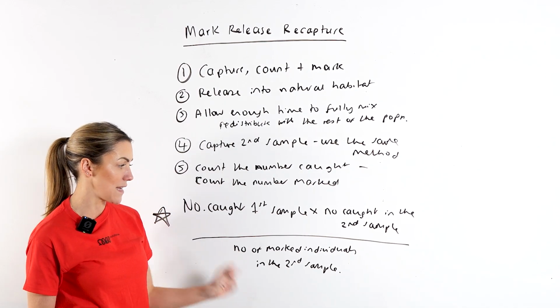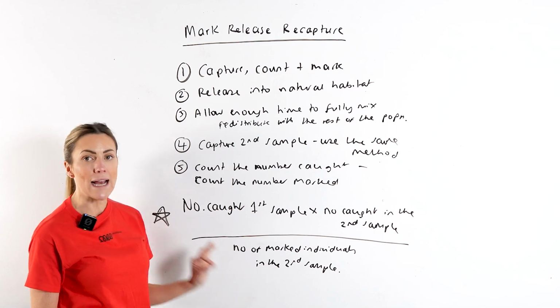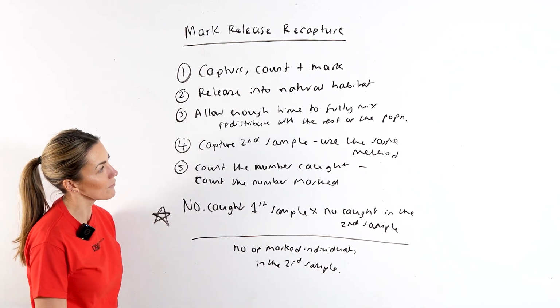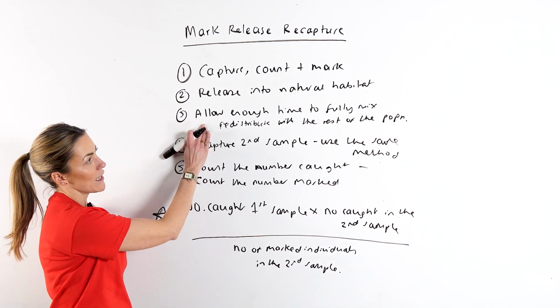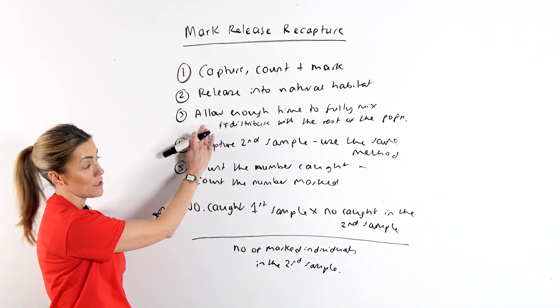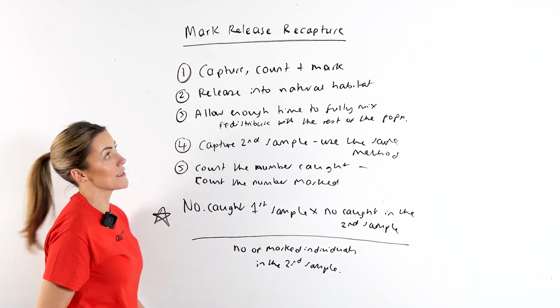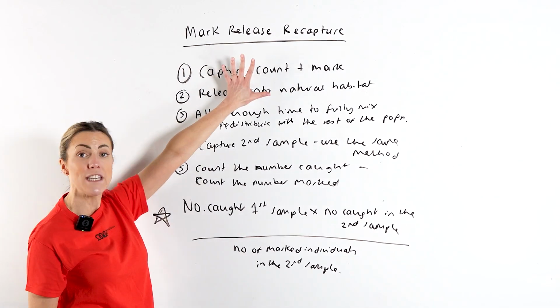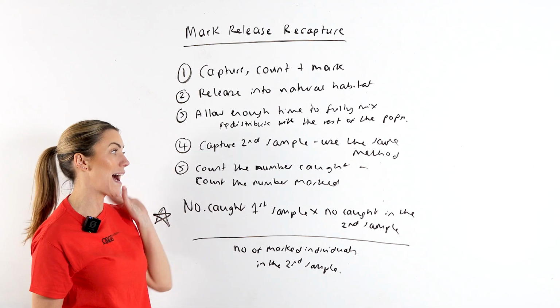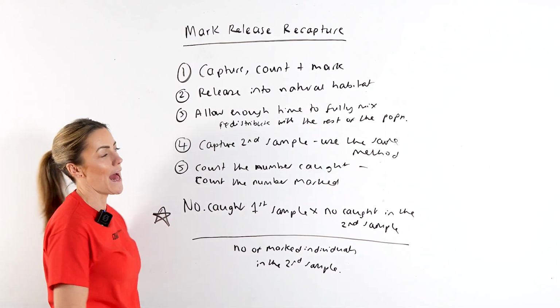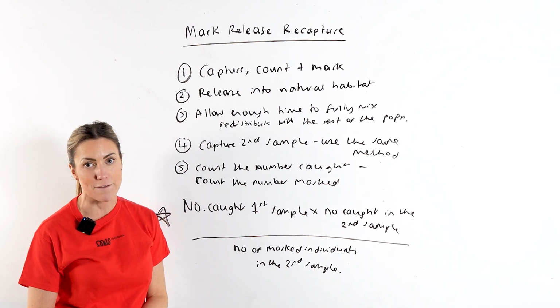Couple of other things just to think about though. If we want this to be a reliable estimate, or a representative estimate, I should say, obviously we're going to leave enough time to fully mix after the first catch, but we need to think about other things, like we do want a large sample size. So we want to make sure that we catch enough individuals in the first catch, and we also catch enough individuals in the second catch.